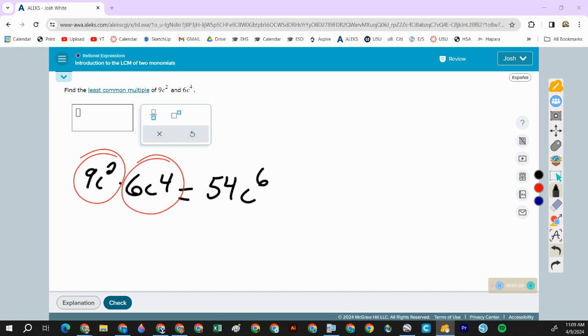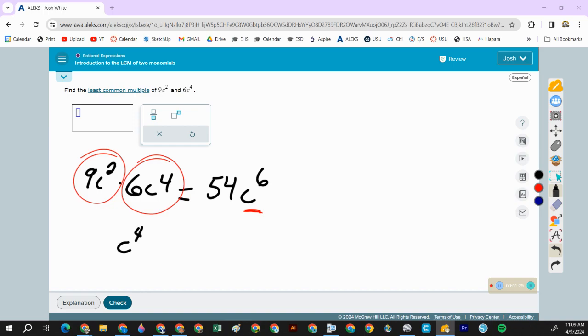However, is there a smaller number that also has those as factors? Well, do I need a c to the sixth? No. What is the smallest multiple of c that I could use that has c squared and c to the fourth as a factor? C to the fourth. So that is large enough.